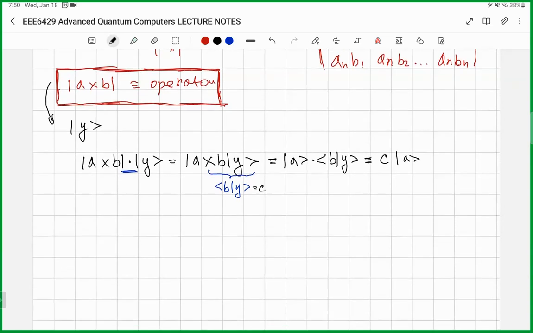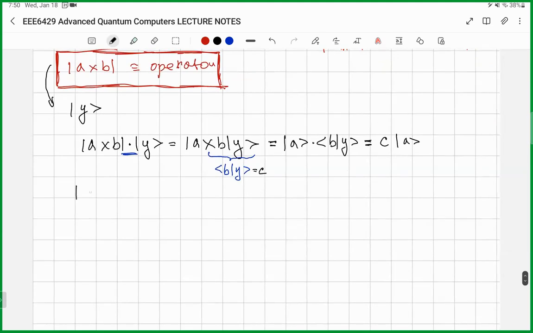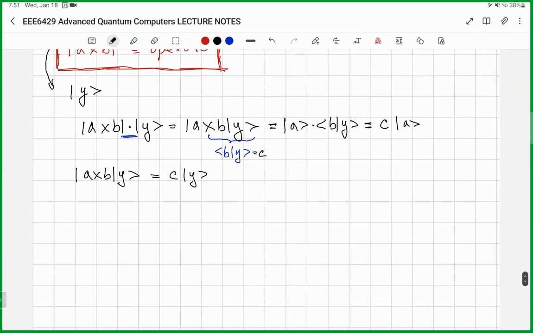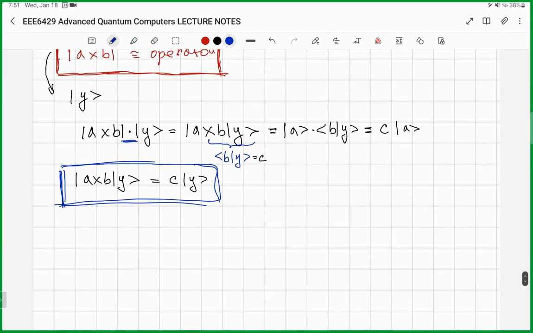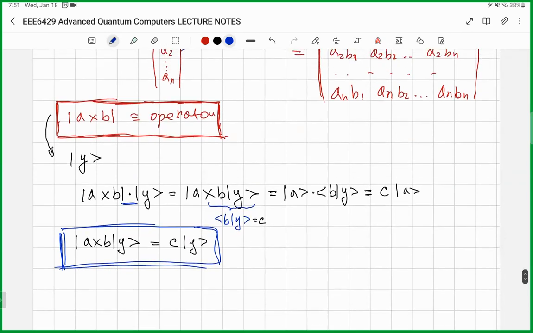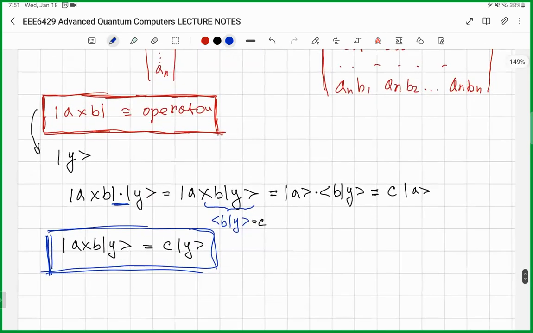So you can see that the action of this operator is simply the vector. So this operation creates a vector from the same space. That means that this is a linear operator on my vector space. So I guess this is a very good point to stop.